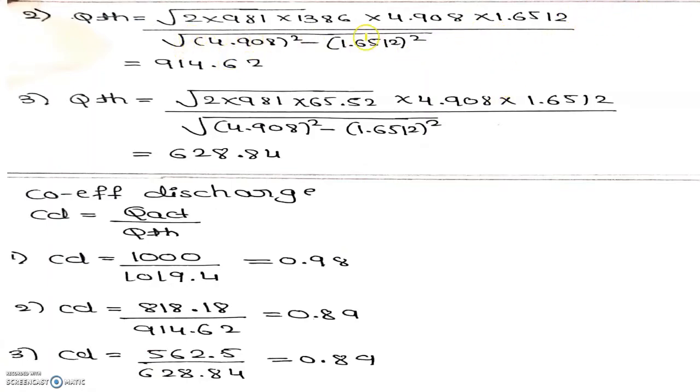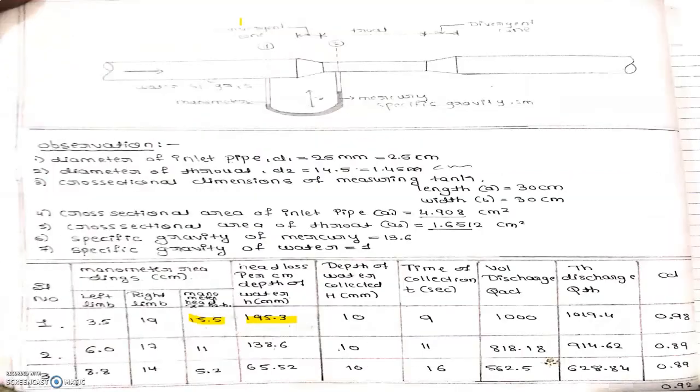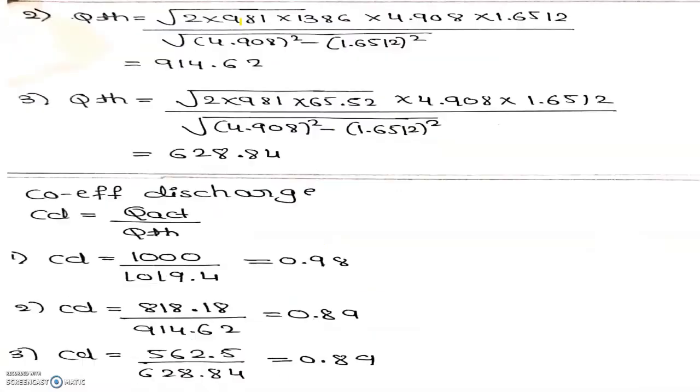The first part was written wrongly. The correct formula is 2 into G into H into A1 into A2 divided by the square root of A1 square minus A2 square. What I was speaking about here is wrongly written here. So we have substituted here 2 into 981, that is in terms of centimeters. That is the reason why G becomes 981 here.